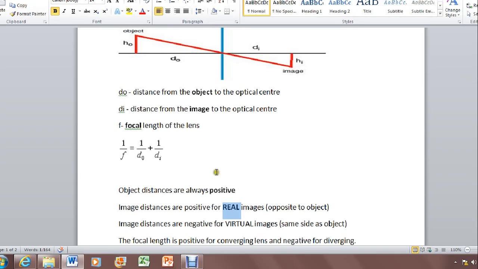Okay. When we get a virtual image, so in the case of a diverging lens, or in certain cases if we get inside the focal length and the image appears on the same side of the lens as the object, and it's virtual, we're going to say that that is a negative number, just to represent that it's on the same side as the object. Okay?